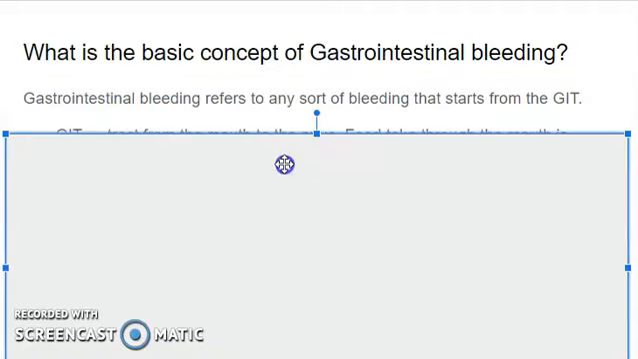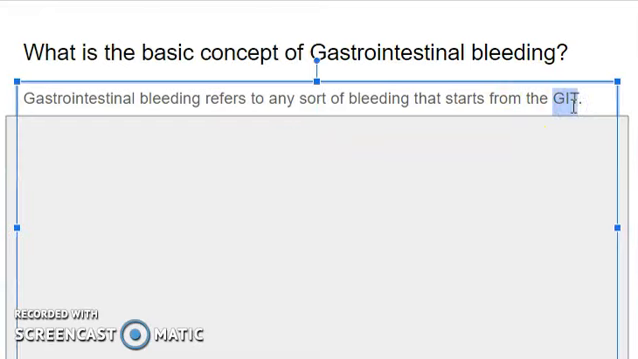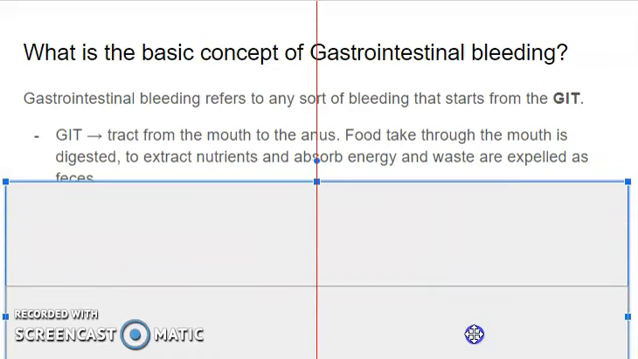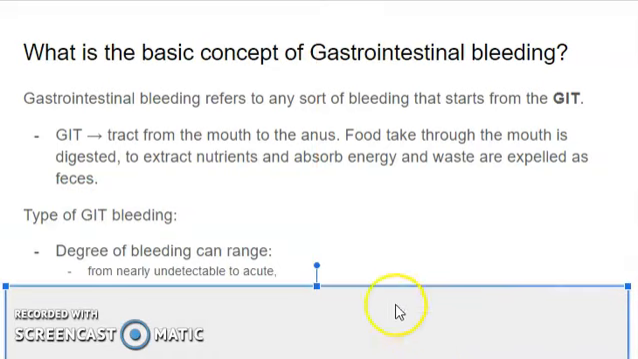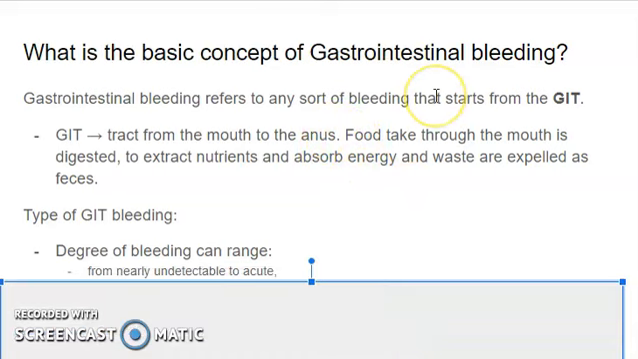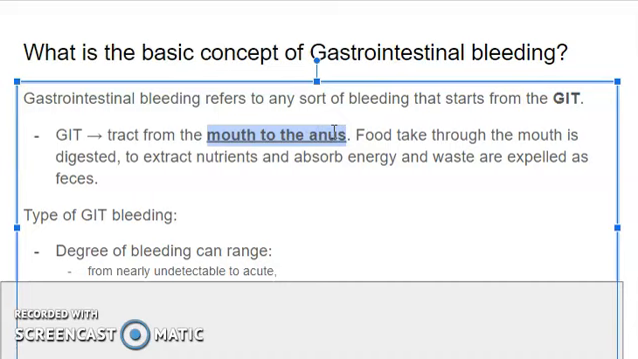So basically, gastrointestinal bleeding is any sort of bleeding which starts from the GIT, so anywhere in the gastrointestinal tract. So what is the definition of the gastrointestinal tract? That's anywhere from the mouth to the anus. Basically, the food that we take is going to be taken in the mouth, and then you're going to be extracting the nutrients and utilizing that as energy. So any bleeding that occurs from the mouth onward along this tract is going to be classified as gastrointestinal bleeding.